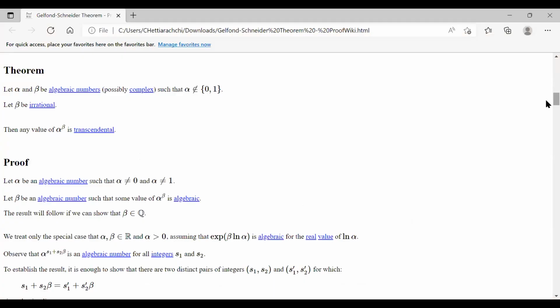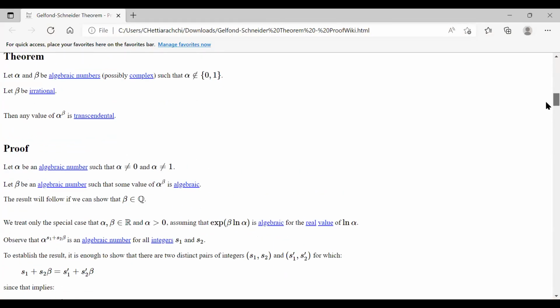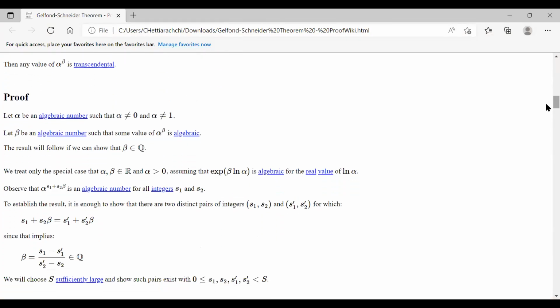Okay, so let's get back to the theorem now. This is how we prove it. You prove by contradiction. This is the outline of the proof. We suppose alpha is an algebraic number, and alpha is not equal to 0 and 1. I hope you can see my screen, right? Yes, we can see your screen. Is it clear enough? Yes, sir. Okay, thank you.